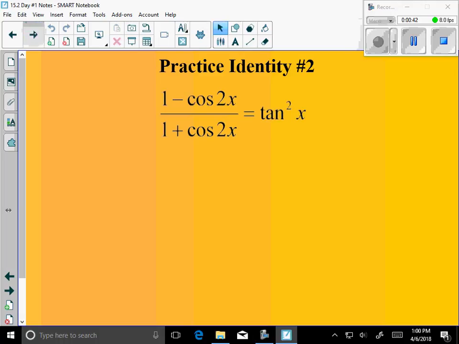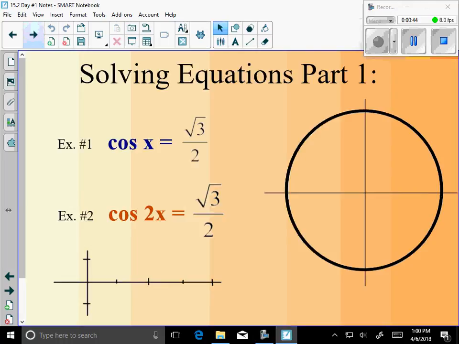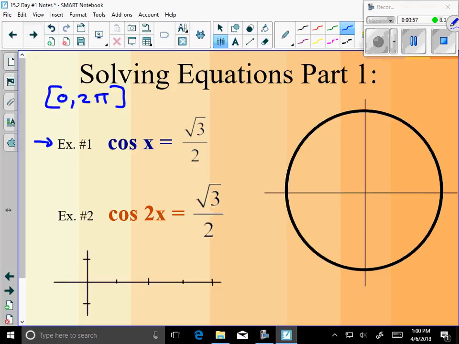Some good practice there. This is a little bit of what we did yesterday. Well, I guess we could go over this slide. If we wanted to find the solutions to both of these from 0 to 2 pi, how many times within the unit circle would the cosine be square root of 3 over 2? From 0 to 2 pi. Twice, right? The cosine would be square root of 3 over 2 here at pi over 6, and here at 11 pi over 6.